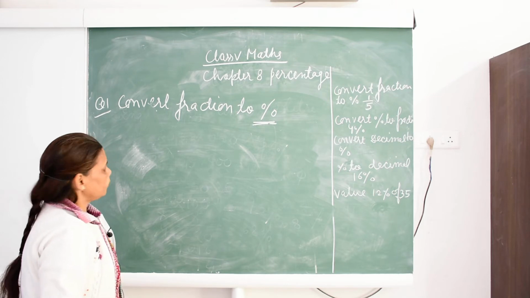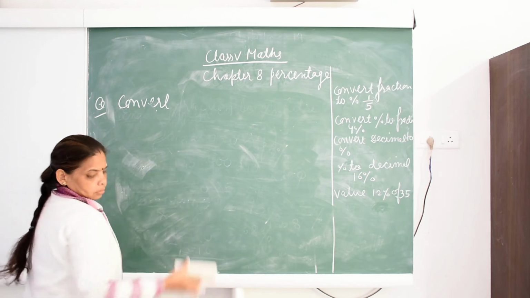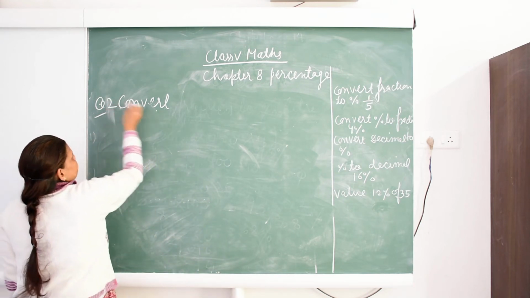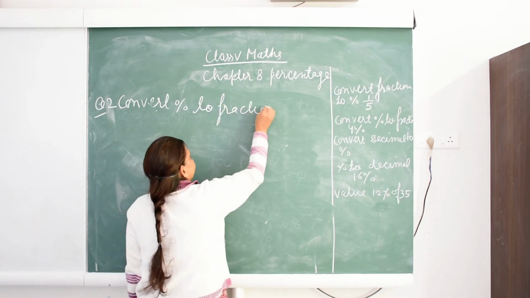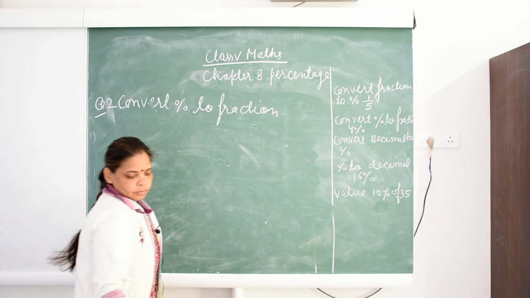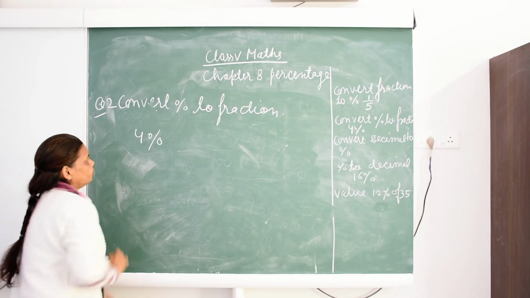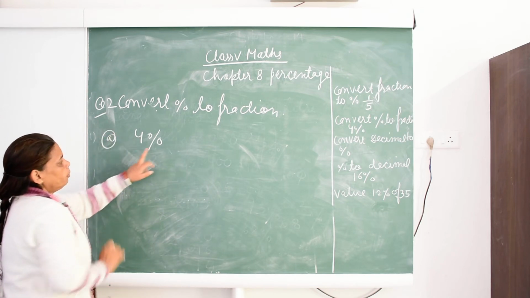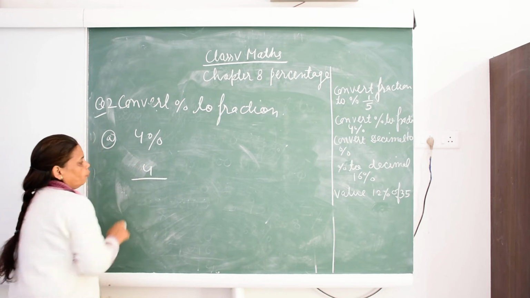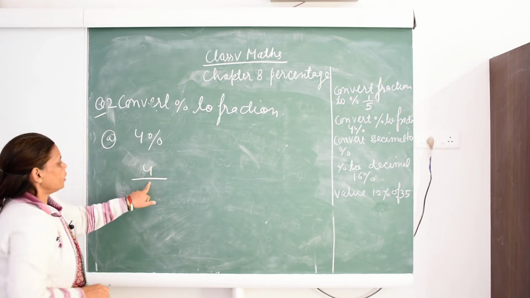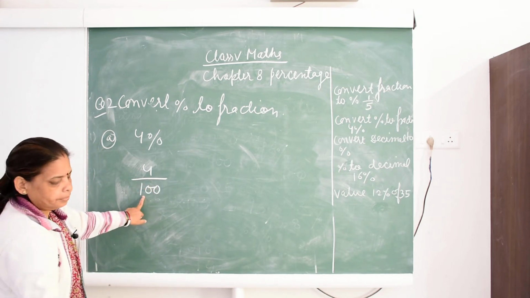Now convert the percentage to a fraction. Already given here, 4%. Here percentage means out of 100. 4 you can write as it is, and percentage 100. 4 out of 100.